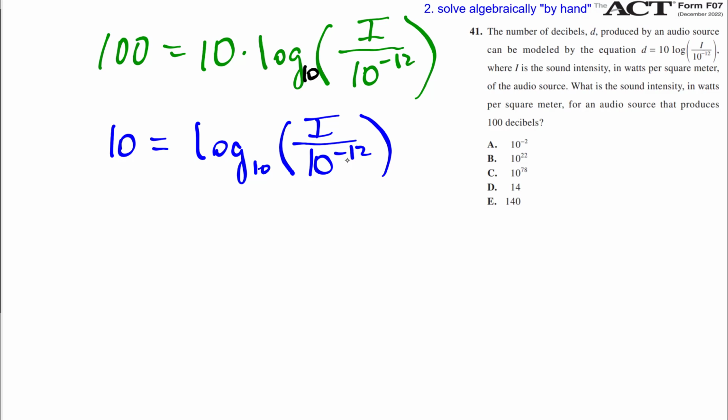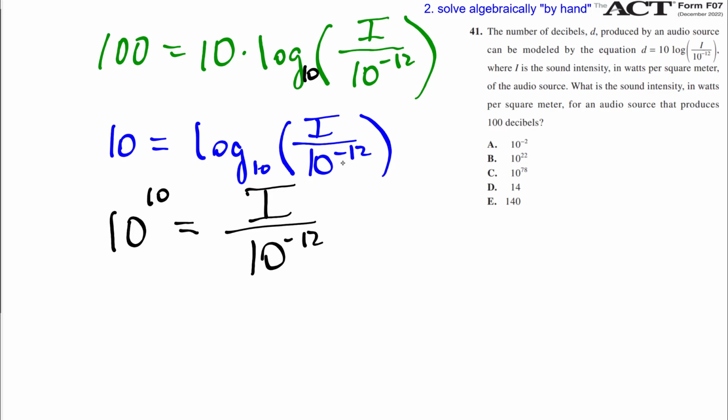And then I'm going to use the properties of logarithms to rewrite this. And it's going to be the base 10 raised to this 10 is equal to the expression inside the parentheses, I divided by 10 to the negative 12th. Remember, logarithms are exponents, so we're saying this exponent is equal to this log, so the base to this 10 is equal to the expression here.